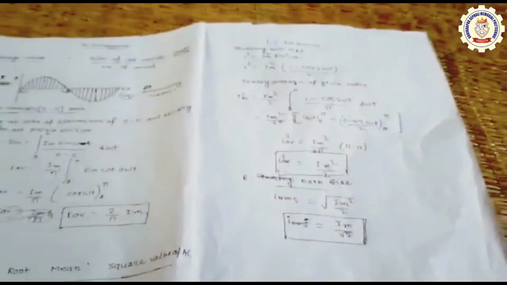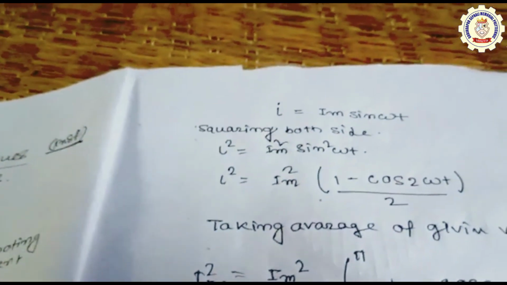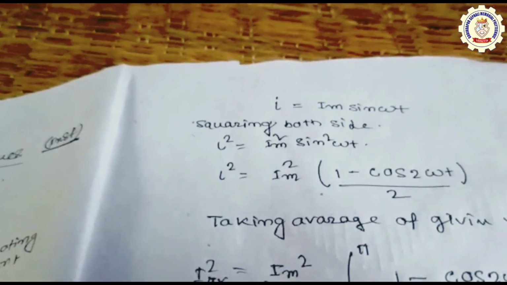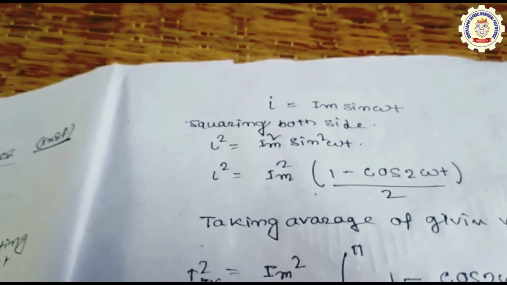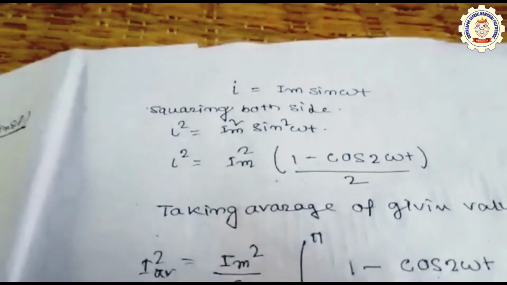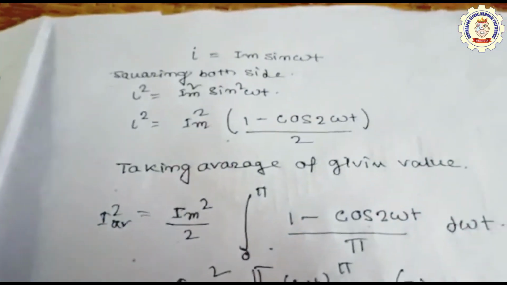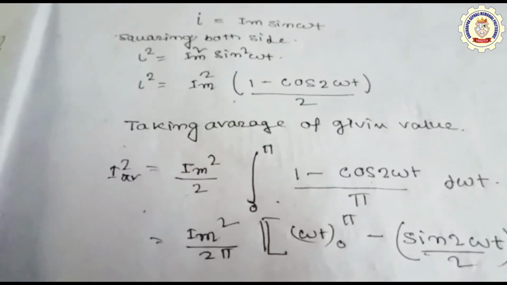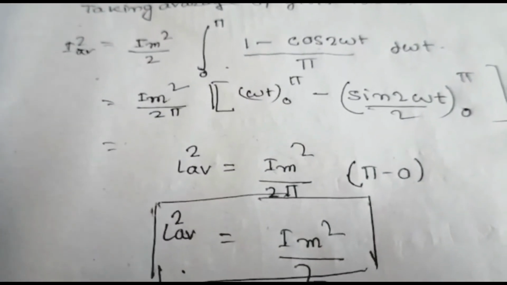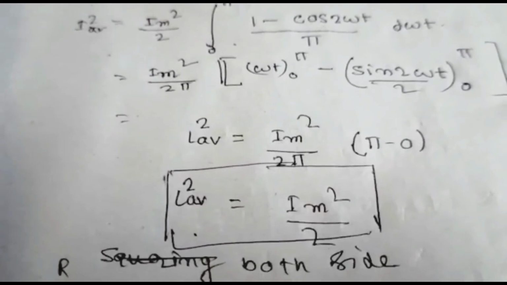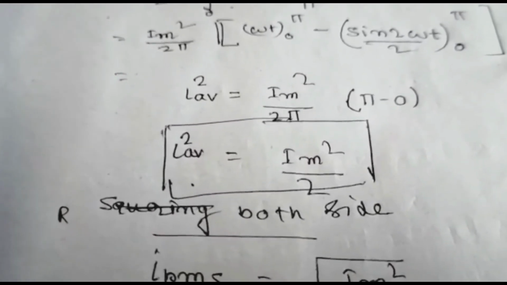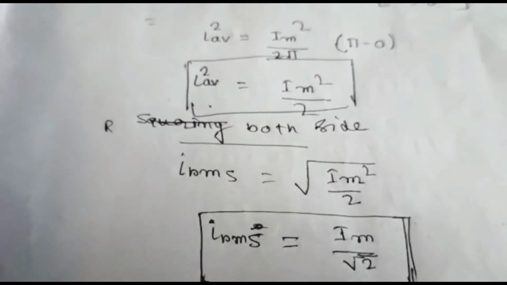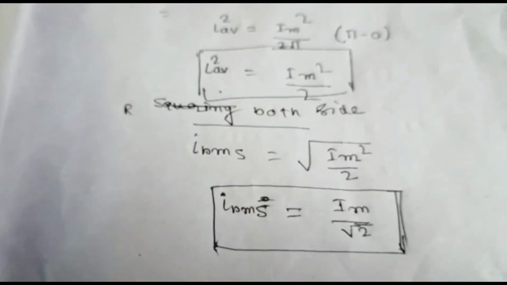So how to calculate IRMS? At first we take the AC signal, that is the instantaneous signal, and square both sides. After squaring, we calculate by taking the average value. After taking the average value, we take the root of both sides. So we get the final RMS value, and it is the last topic of AC fundamentals.